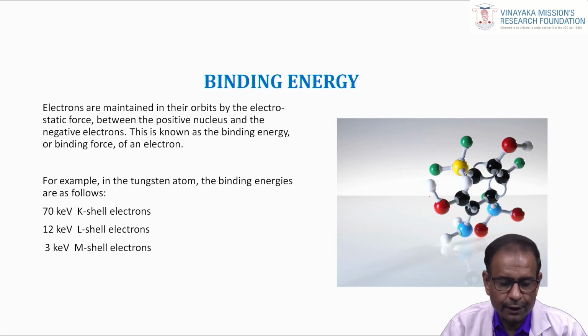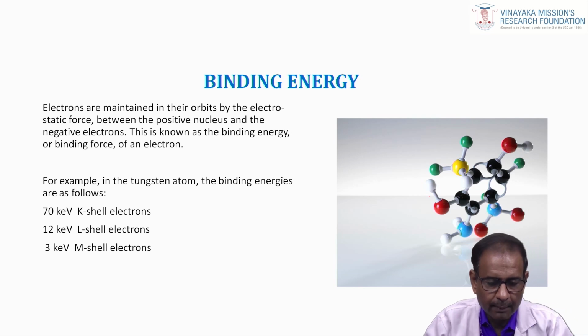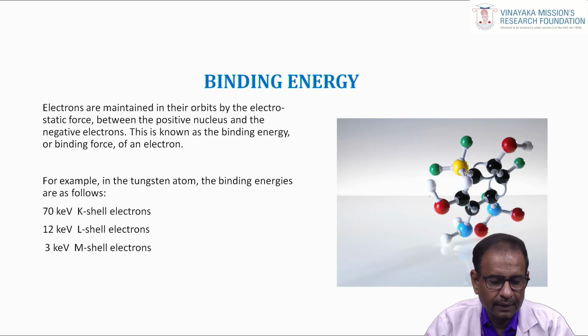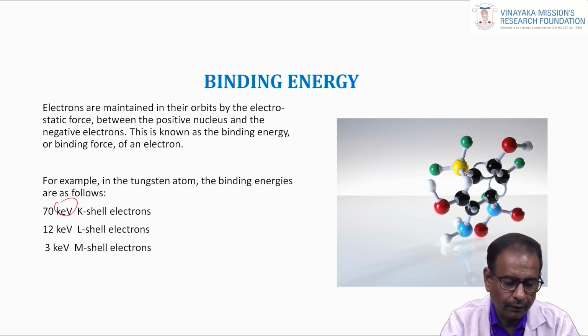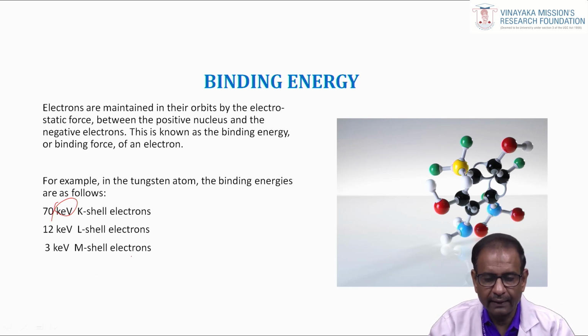Then, what is the binding energy? The electrons are maintained in their orbits by the electrostatic force between the positive nucleus and the negative electrons. This is known as the binding energy, or binding force, of an electron. For example, in the tungsten atom, the binding energies are as follows. 70 keV, kilo electron volt, is the K shell electron binding energy. The L shell electron binding energy is 12 keV. Likewise, the M shell is 3 keV. These are the binding energies. The binding of an electron to a certain orbit is called binding energy.